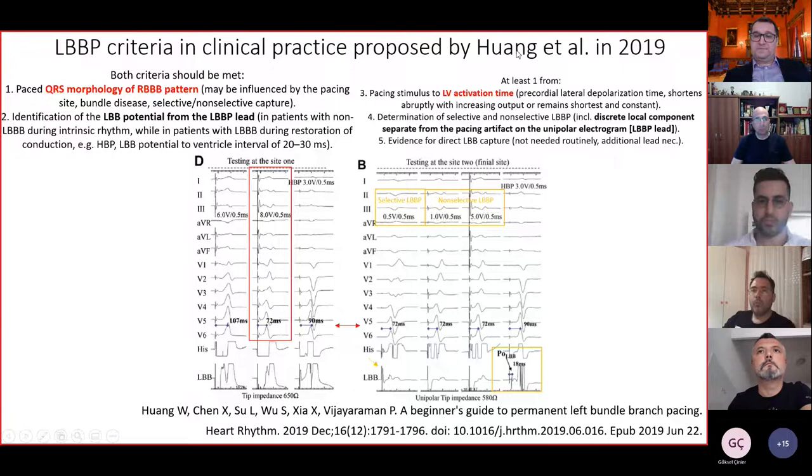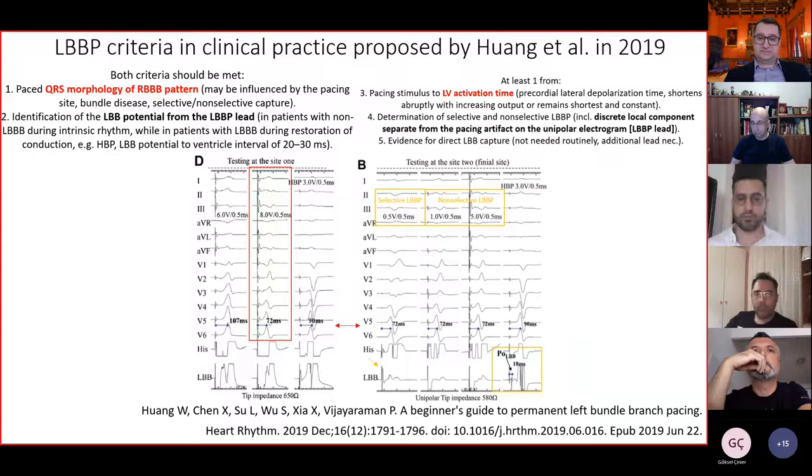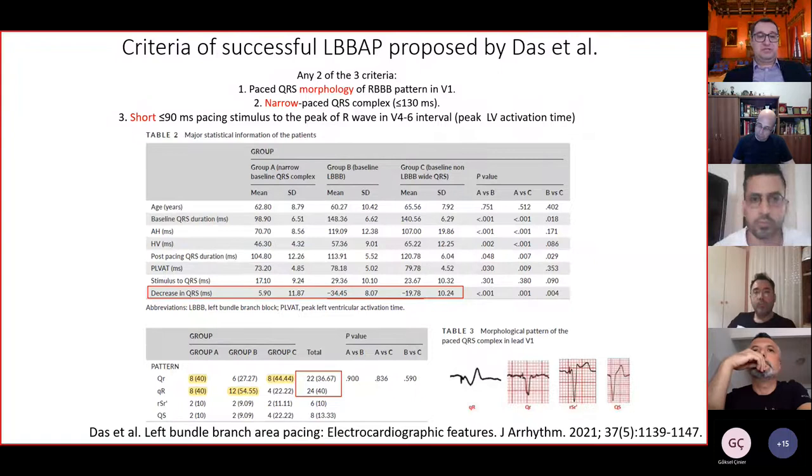The first of these criteria is that the pacing stimulus to left ventricular activation time, which indicates the precordial lateral deflection time, should shorten abruptly with increasing output or should remain shortest and constant. The other useful criterion is the determination of selective and non-selective left bundle branch pacing, which may be determined by, for example, discrete local components separate from the pacing artifact on the unipolar electrogram from the left bundle branch pacing lead. There may also be evidence for direct left bundle branch capture. However, it is not needed routinely. It requires an additional lead.